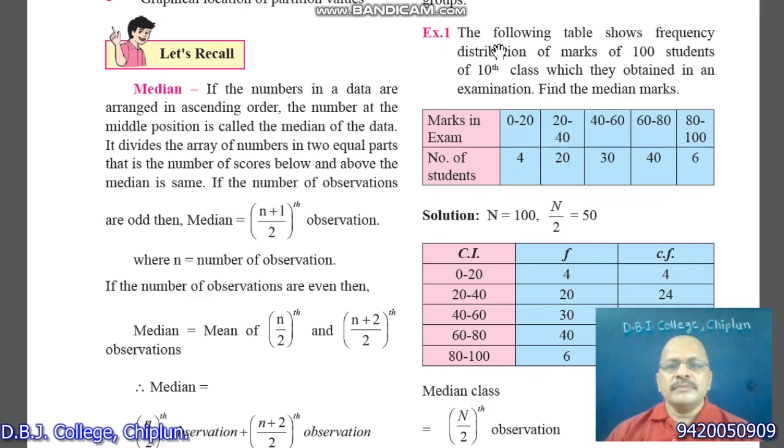The next problem is: the following table shows the frequency distribution of marks of 100 students of 10th class which they obtained in an examination. Find the median marks. Here class intervals and the frequency of each class are given to you. You have studied how to find the median for a grouped frequency distribution. You know the formula, L plus H by F into N by 2 minus CF.